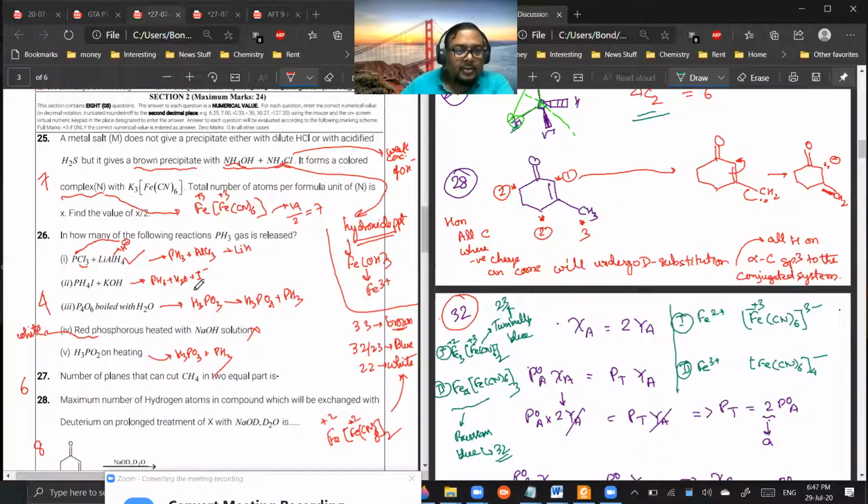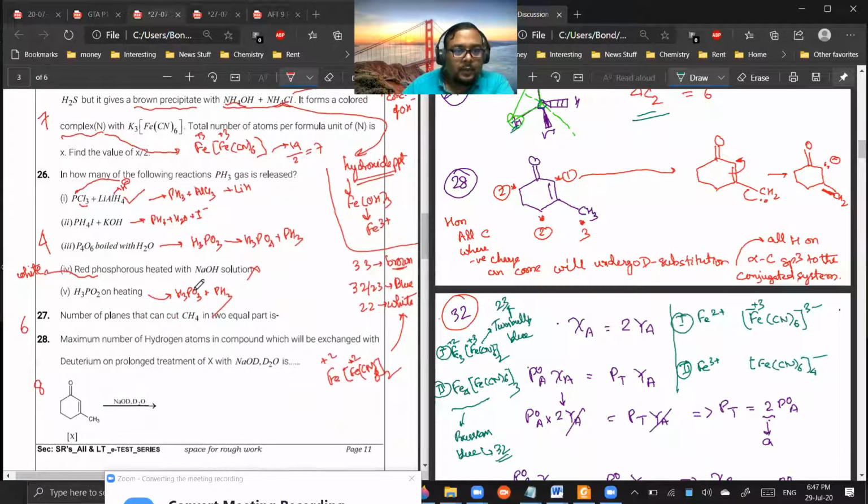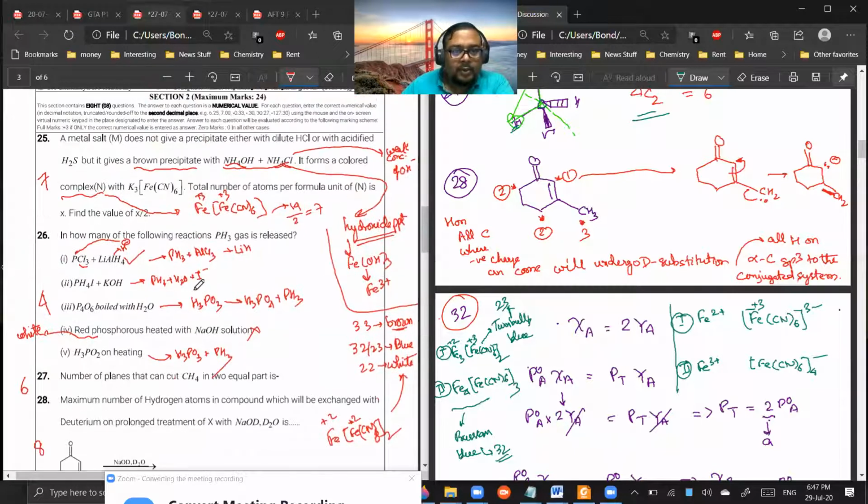Okay, so this is done, 25 is done. [Fe(CN)6] will have 14 atoms, by 2 it will be 7. So 25, I am assuming, is done. So white has 14 atoms. Okay, nothing, sir.